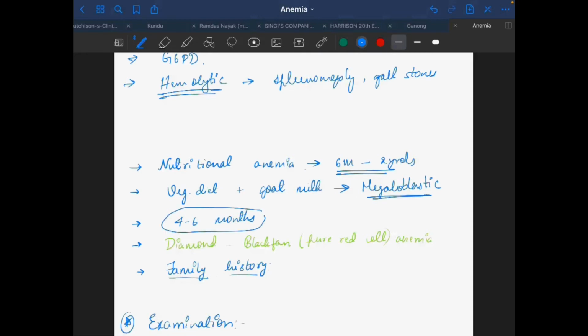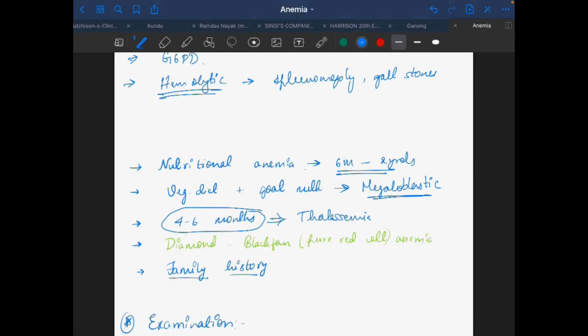Around 4 to 6 months, all the thalassemia patients present to you. Generally, thalassemia patients will present to you at around 4 to 6 months. 70% of thalassemia patients have symptoms by 1 year of age.